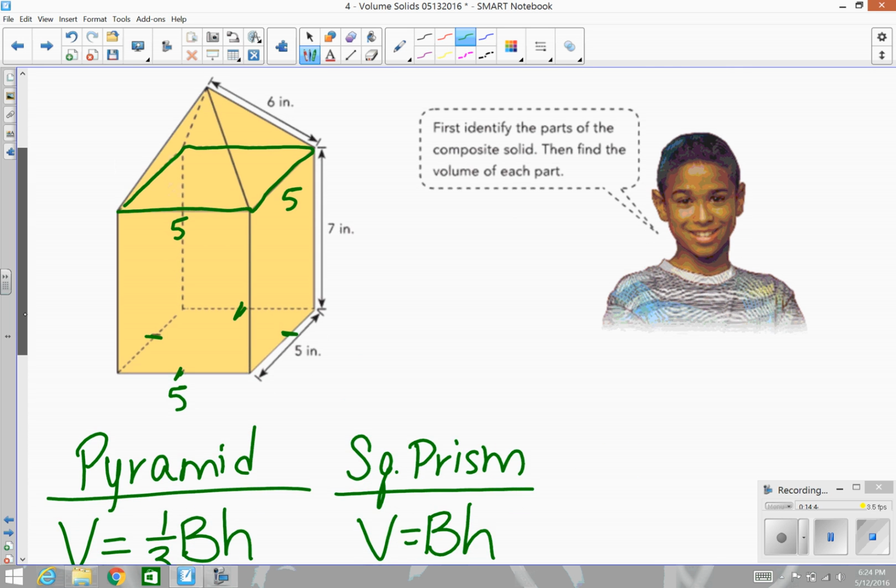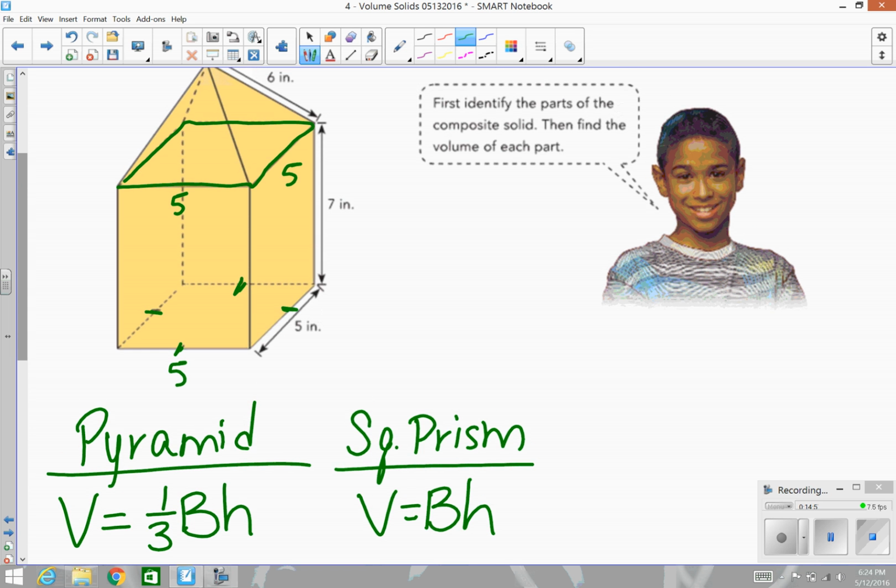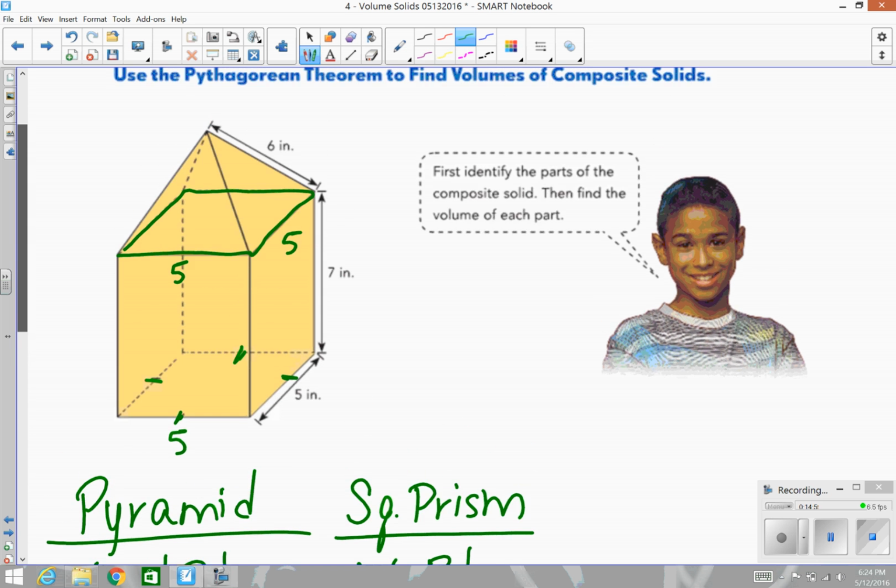Looking at this pyramid, I can find the area of the base no problem. It's a square. In order to find the area of a square, we're just doing length times width. 5 times 5 is 25, easy peasy. What we don't have is the height of that pyramid. This is going to be real funky, but we will get through it.